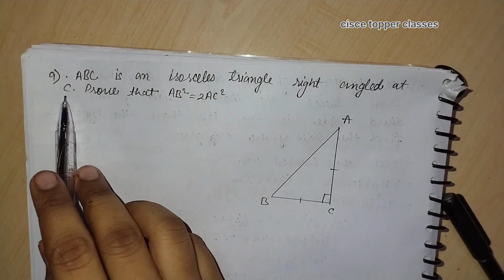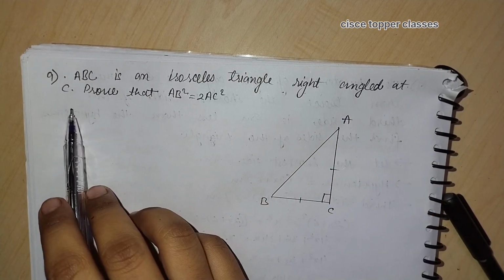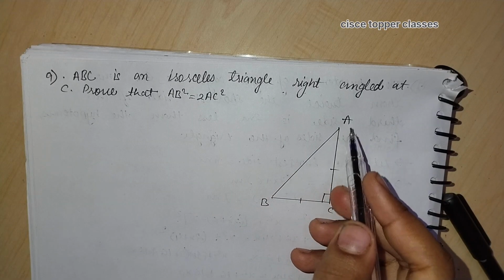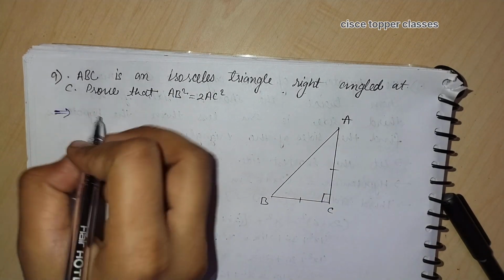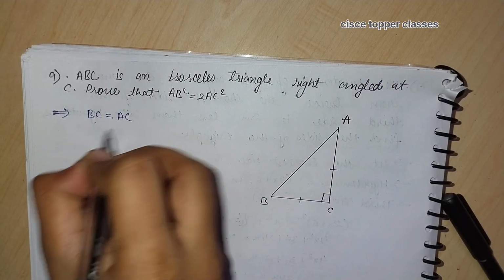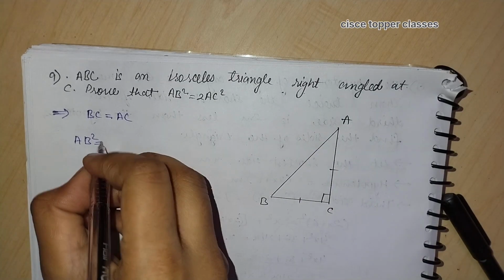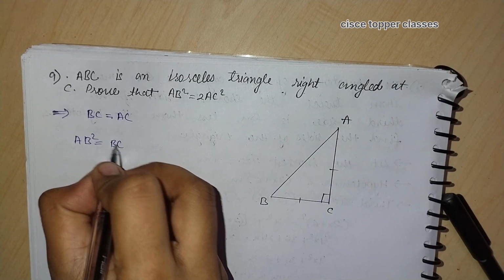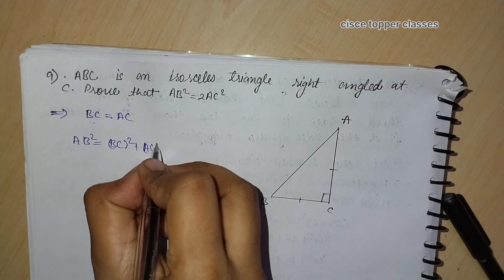Now let us solve the ninth question. ABC is an isosceles triangle right angled at C. Then we have to prove that AB square is equal to 2AC square. Since this is an isosceles triangle, BC is equal to AC. We can write by Pythagoras theorem, hypotenuse AB square is equal to base BC square plus AC square.